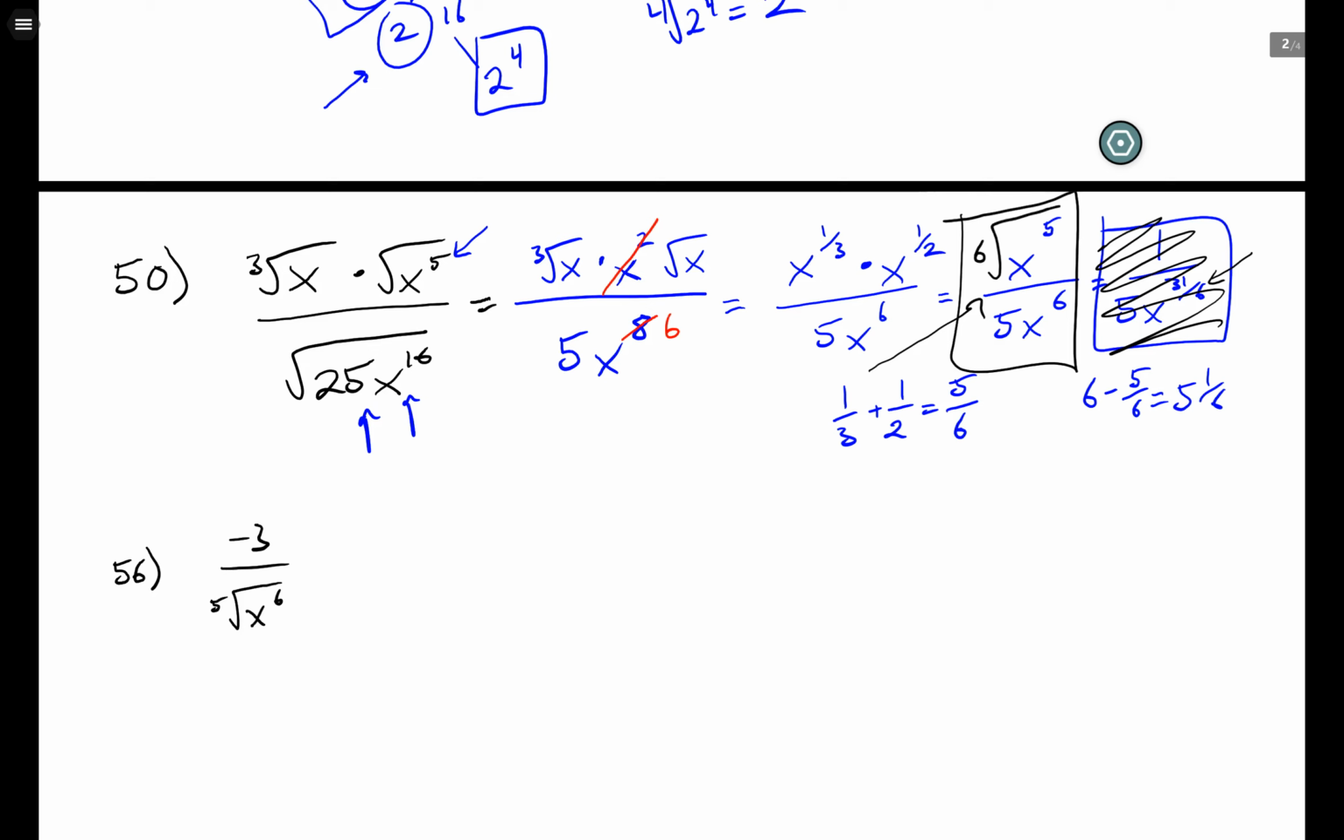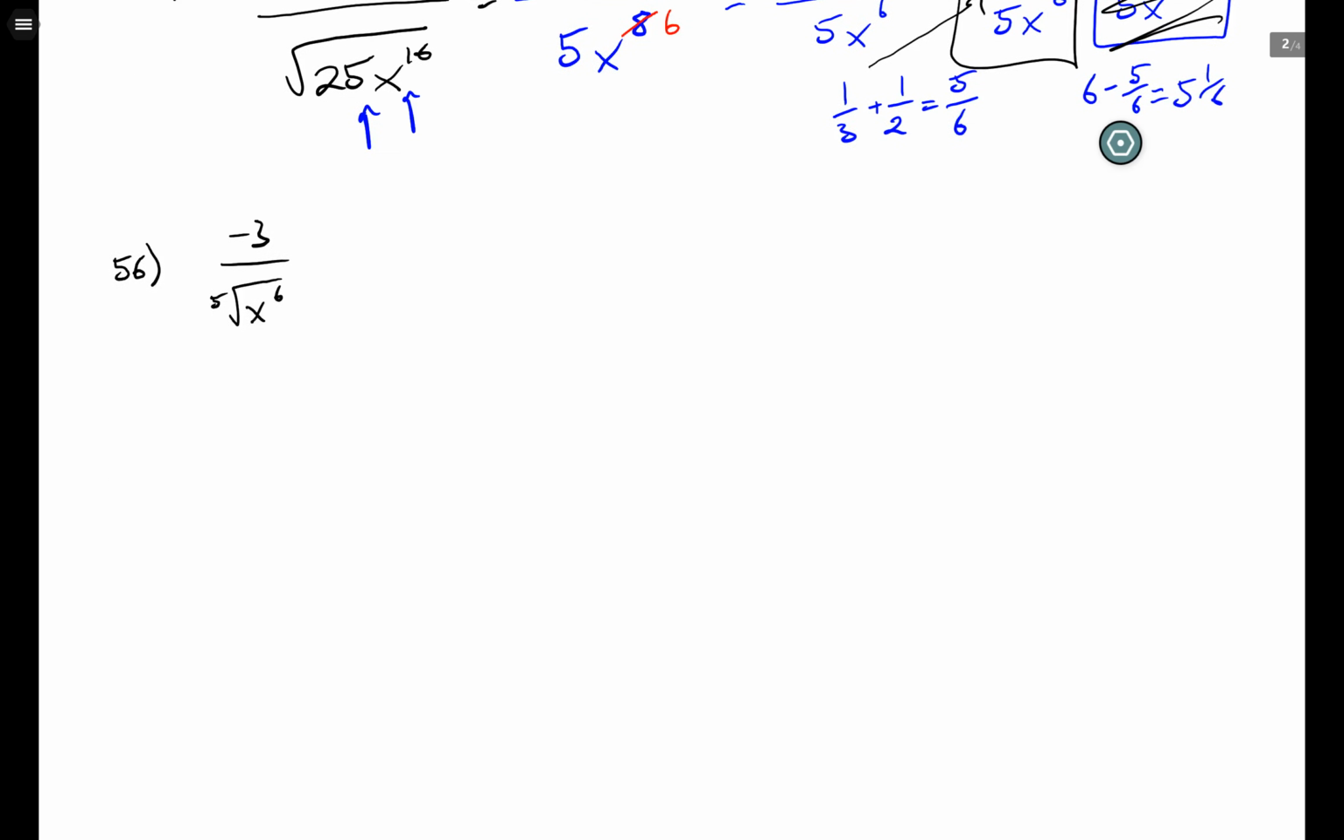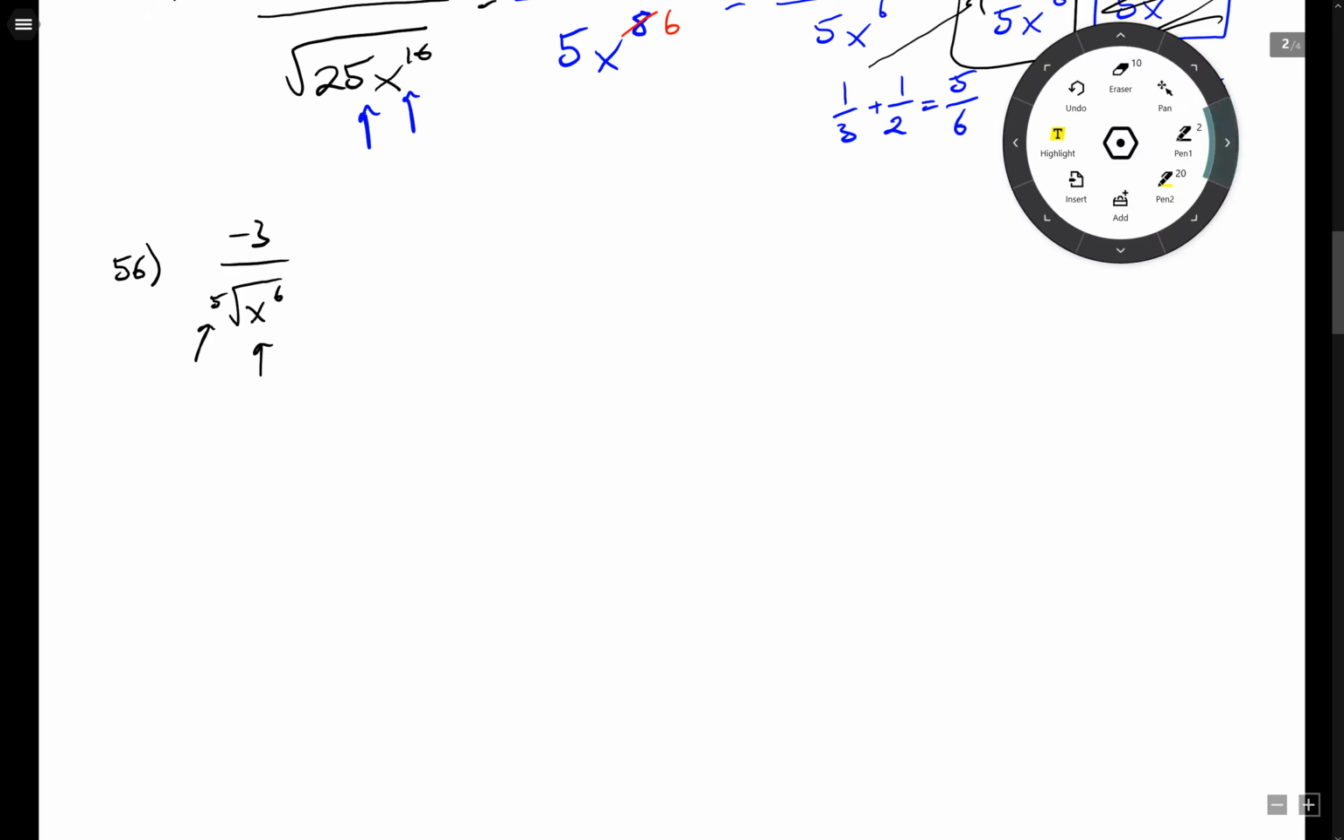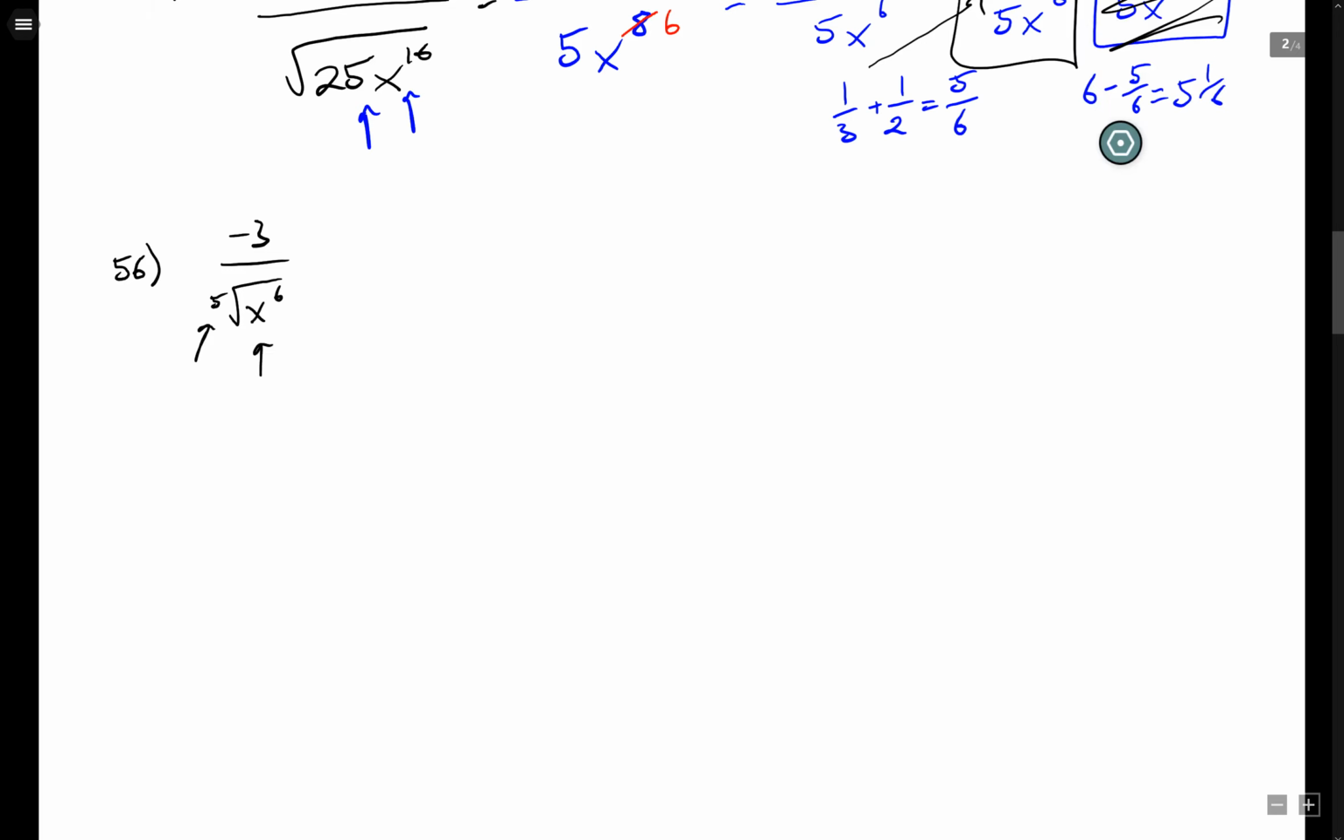The reason I wanted to keep it that way is so that it's consistent with what I'm going to tell you to do in 56. In 56, we have a 5th root on the bottom. Now, since it's x to the 6th, that means that I can pull out 5 of those x's, right? I'm looking for something that multiplies times itself 5 times. So I have 5 x's within that 6, so I'm going to pull out an x. That leaves me with the 5th root of x. Do you see what happened there? The 5th root of 5 of them is x, and there was 1 x left over.